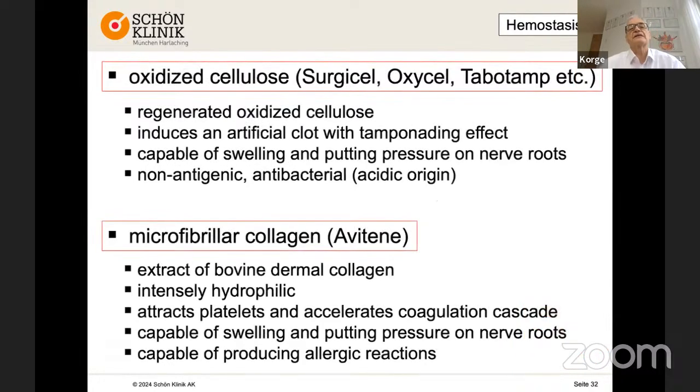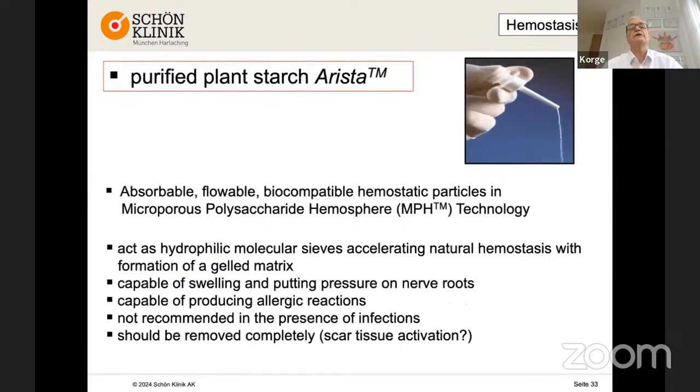Other ones, likewise identical, are oxidized cellulose, Surgicel, Oxycel, or Tabotamp, whatever, and microfibrillar collagen, which is Avitene. But all of them have the capability of swelling, and some of them might at least have a small chance of producing an allergic reaction. Therefore, it's recommended to remove them.